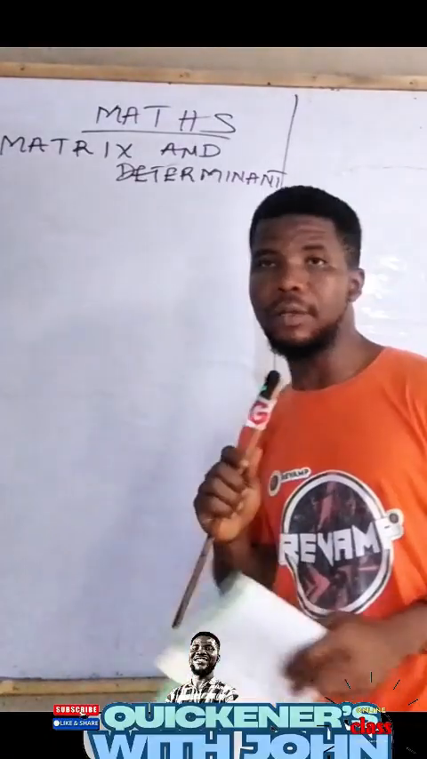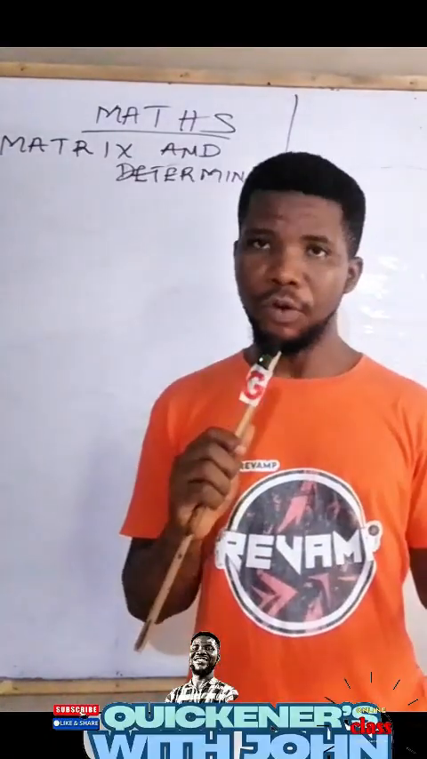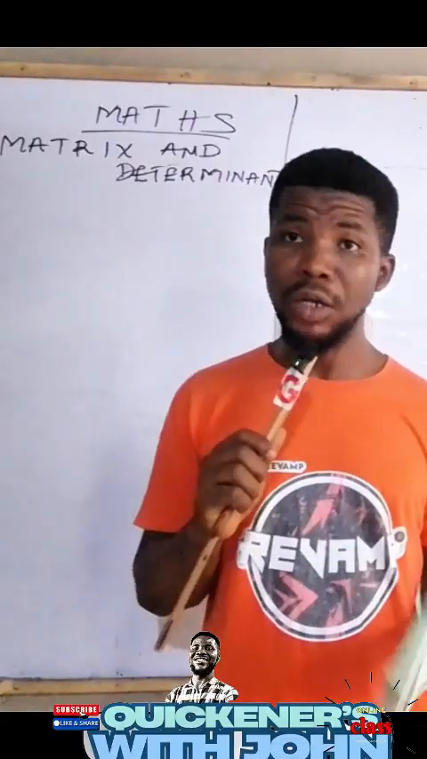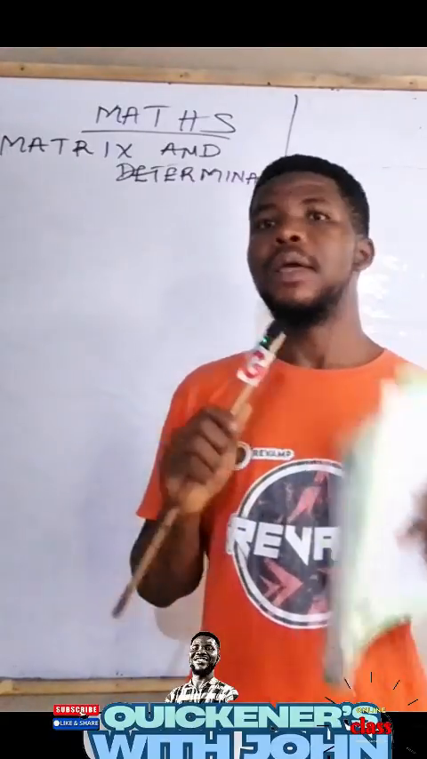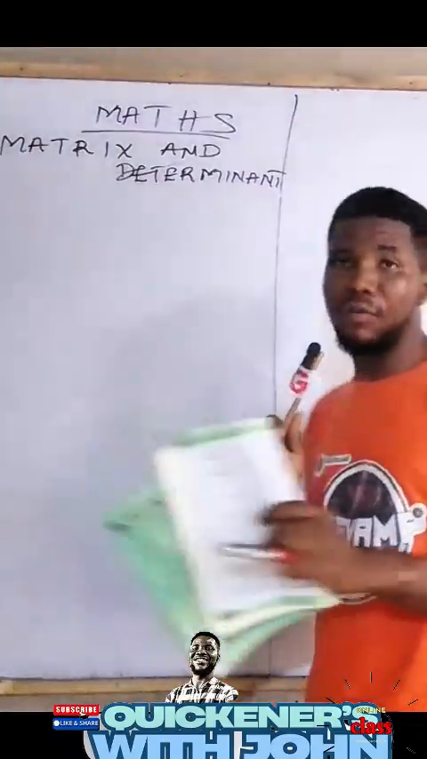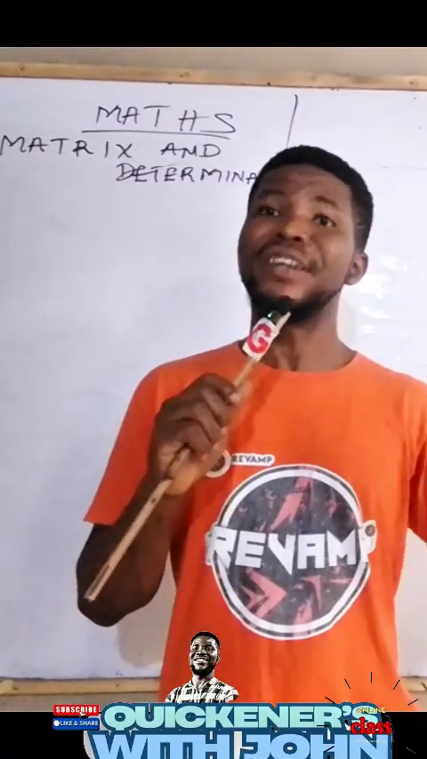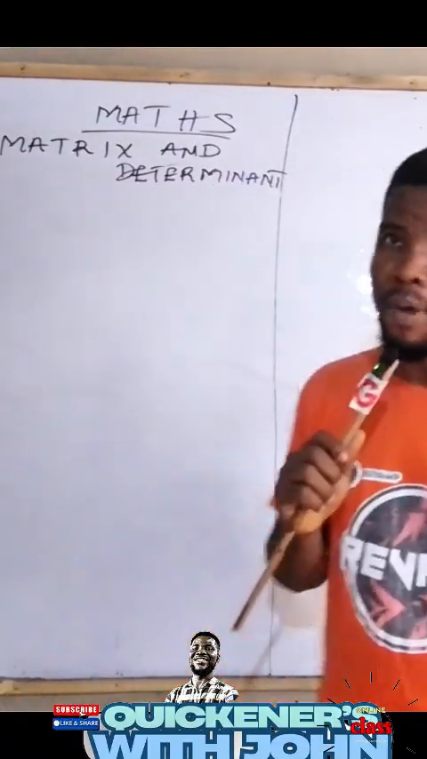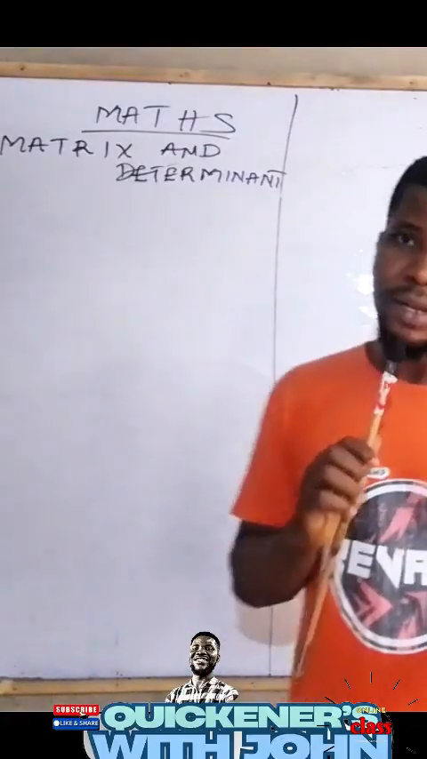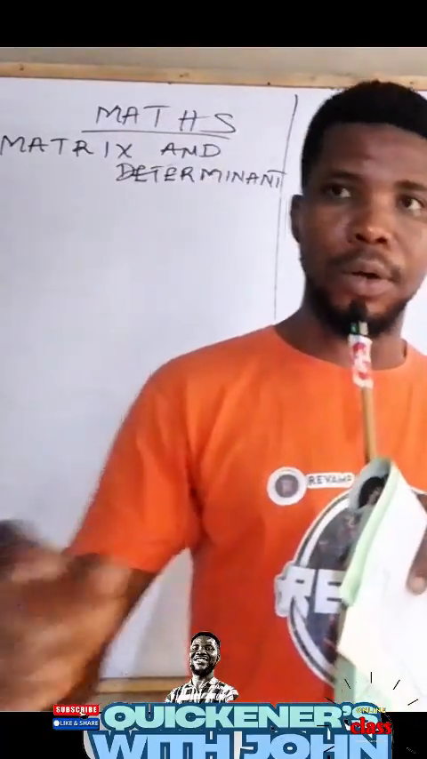So we are dealing with matrix, okay? My focus here is to help us first of all be able to solve simultaneous equations using the determinant of a matrix. Then we're also going to look at the determinant of a 3 by 3 square matrix. Then we look at other things, okay? So let me put a question on the board.